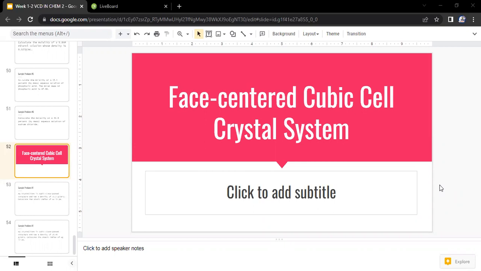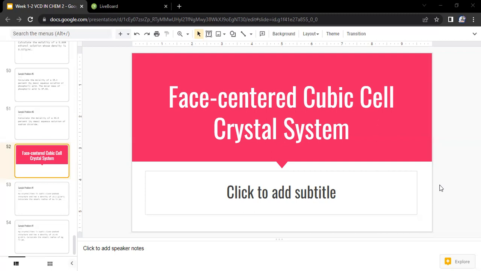So when we talk about the face-centered cubic cell crystal system, this is a type of crystal system where the unit cell is in the shape of a cube. This is one of the most common and simplest shapes found in crystals and minerals. The face-centered cubic unit cell contains atoms at all the corners of the crystal lattice and at the center of all the faces of the cube.